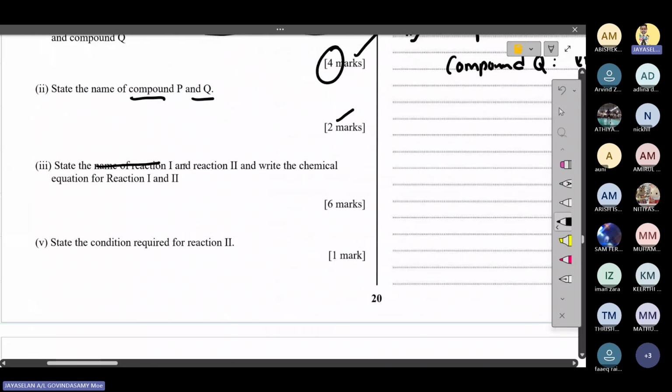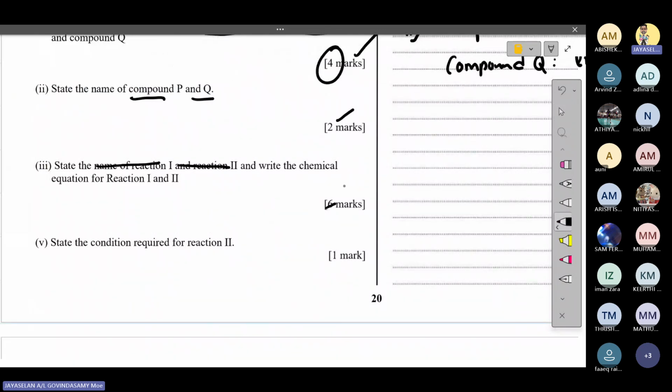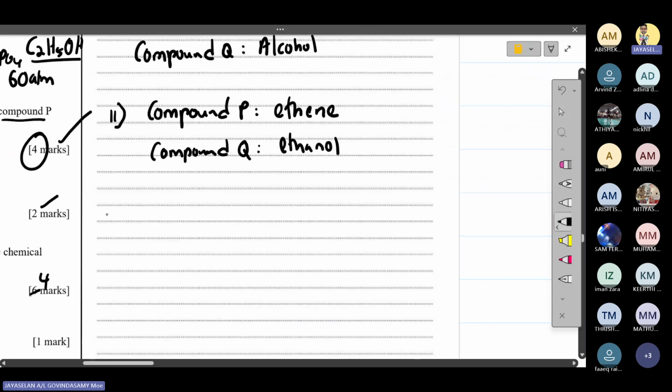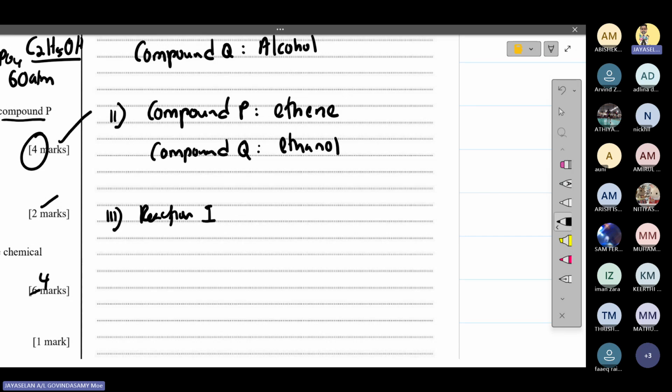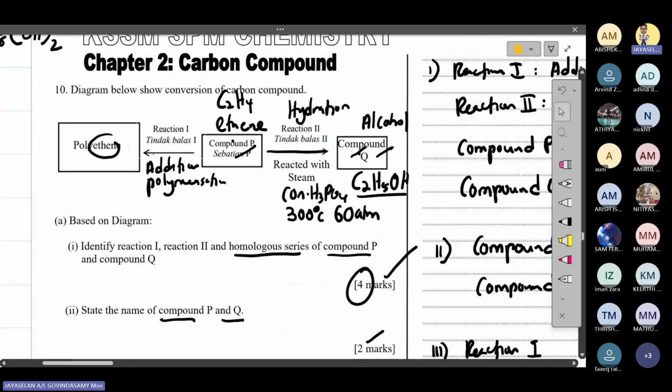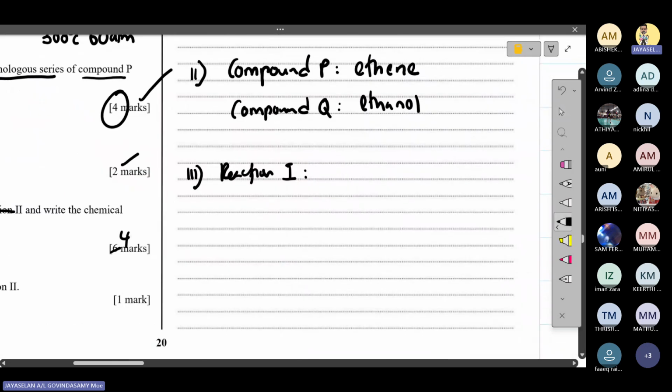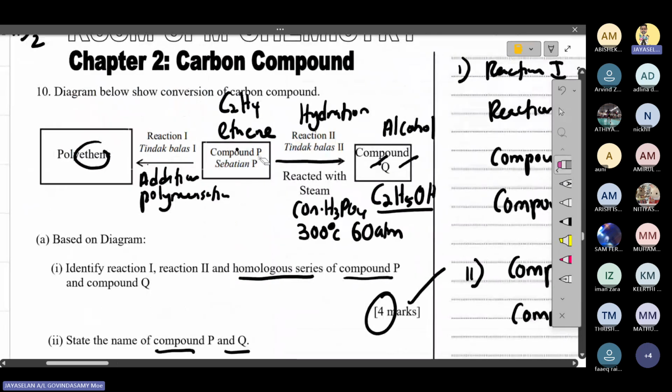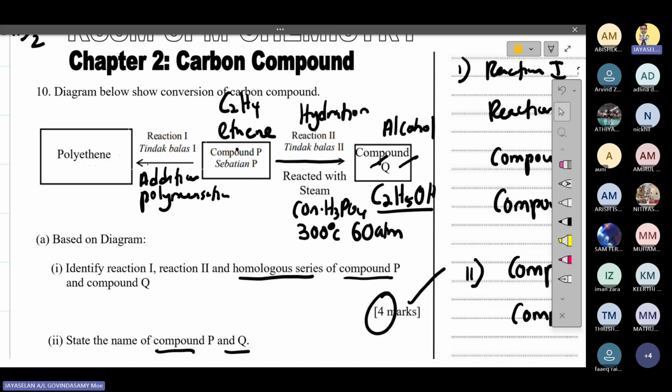Okay, now question number 3. This one is repeated, so no need to do it. So here we deduct 4 marks. Write the chemical equation for reaction 1 and reaction 2. So I put question number 3, reaction 1. Reaction 1 is addition polymerization of ethene. I give you 1 minute to try. That day I asked you to do this as homework. Who has done it, raise your hand? Nobody did? Okay, now do it.